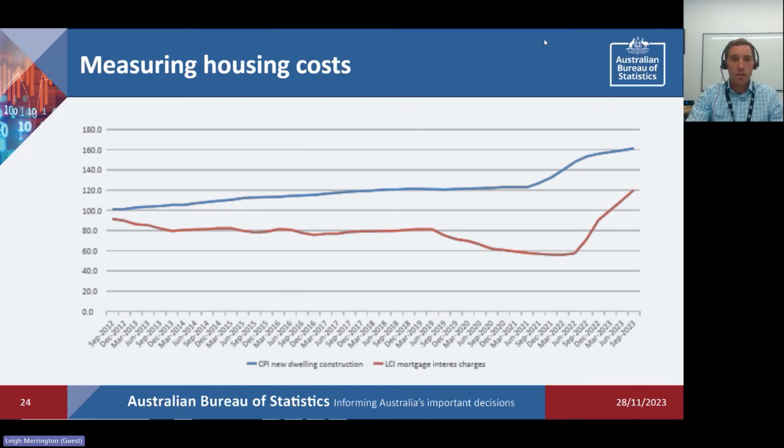Just to give you a sense of this, again, this is the index number. The blue line is how housing is measured in the CPI. The red line is in the living cost index. You can see for dwelling construction costs, they tend to rise fairly slowly for the most part, and then jumped up quite quickly just after COVID, when construction costs really rose quite fast. Interest rates, on the other hand, fell initially at the start of this period, and then fell a bit more just prior to COVID. And since the RBA has started raising rates, it's jumped up very quickly. So the red line tends to track the RBA cash rate quite closely, and that's what's used in the living cost measures.